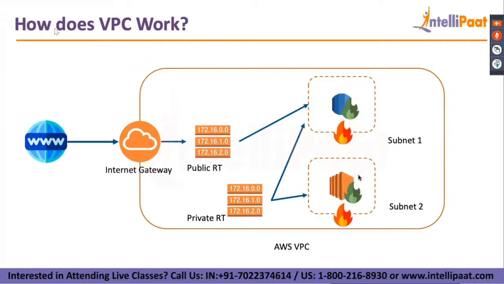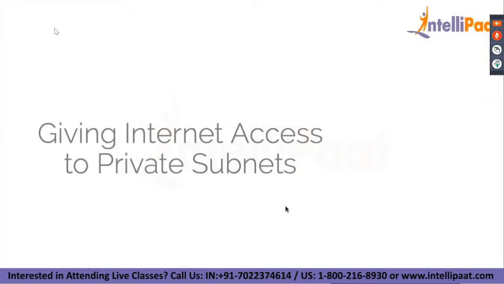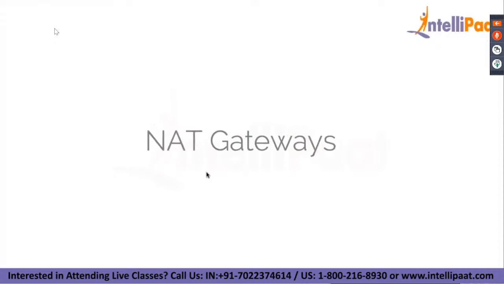So in those cases, what we do is we create private subnets, right? Now there is a use case wherein somebody from the internet should not be able to reach out to this subnet, but from within the machine, if the machine wants to access the internet, that should be possible. So how can that be achieved, right? Giving internet access to private subnets can be achieved using something called NAT gateways.